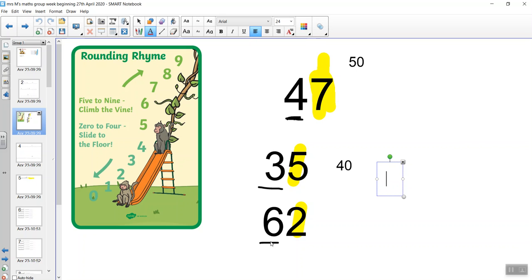Now I look at this number, 6 is in my tens place. So I'm rounding it down to 60, or I'm going to round the number up to 70. And my 2 is going to help me. And my rhyme says 4, 3, 2, 1, 0, slide to the floor. So this means I need to round my number to 60.